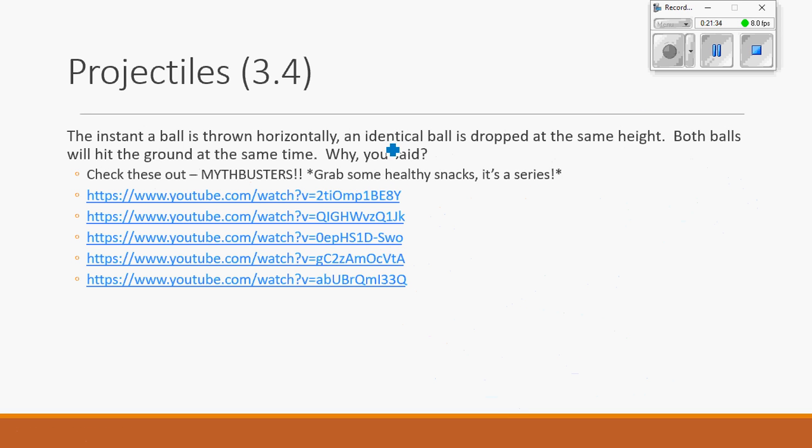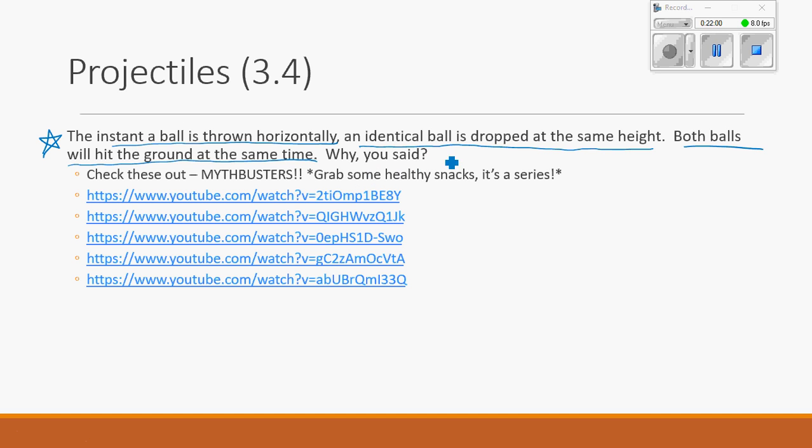Okay, instead of me boring you anymore, I decided that we would look at something a little more interesting having to do with projectiles. The note is: the instant a ball is thrown horizontally, an identical ball is dropped at the same height, both balls will hit the ground at the same point.